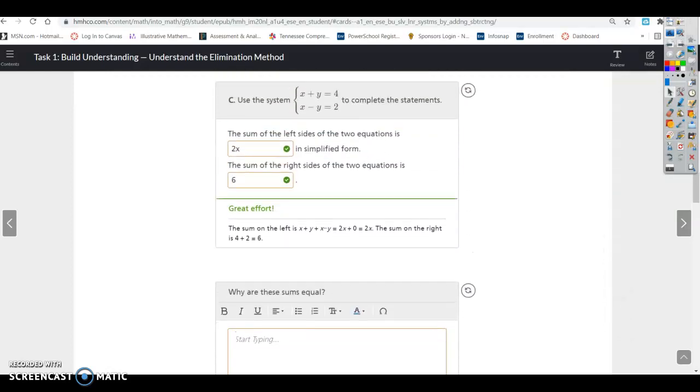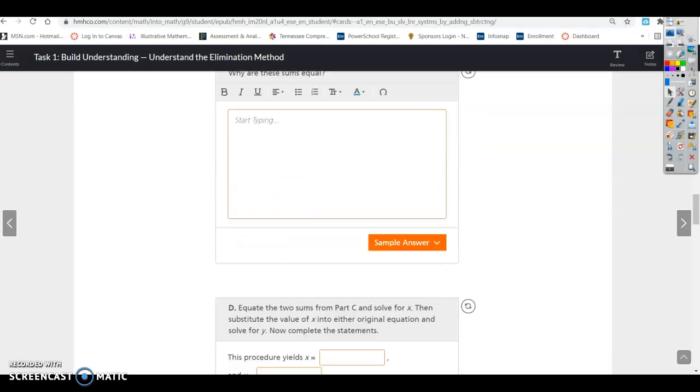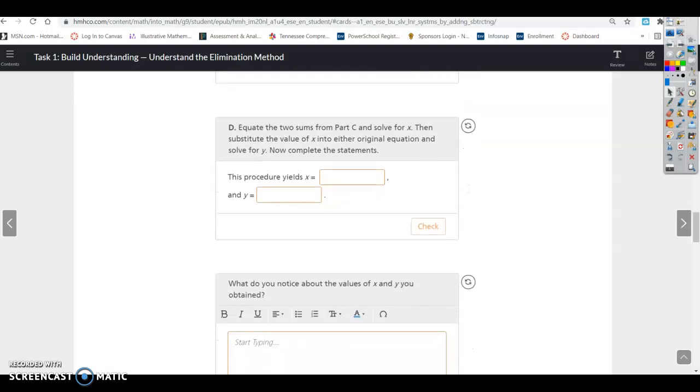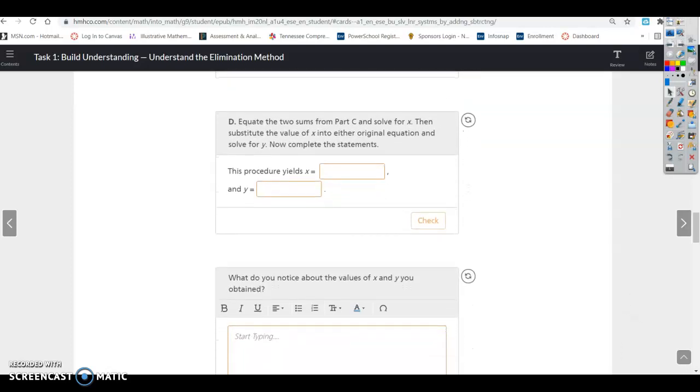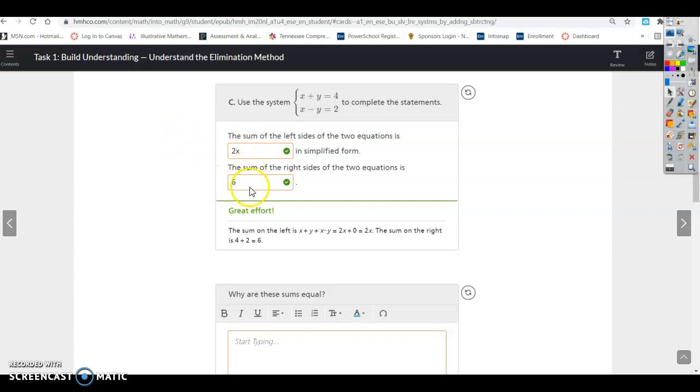Alright, why are these sums equal? These sums are equal because if I'm just adding consistently all the way across, I'm just using properties of equality to solve that equation. Alright, equate the two sums from part C and solve for x, then substitute the value of x into either original equation. Alright, so we have 2x equals 6, because that's what happens when we added these together.